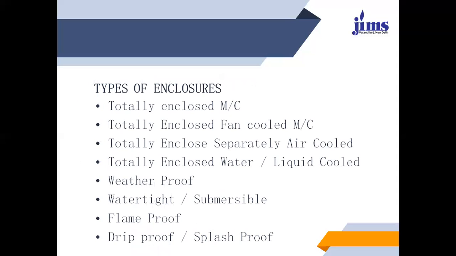Actually, these are the types of enclosure, that is, which type of enclosure we are using to enclose the machine. First, it can be a totally enclosed machine, a totally enclosed fan cooled machine, a totally enclosed separately air cooled machine, or a totally enclosed water or liquid cooled machine. It can be a weatherproof machine, a watertight machine, a submersible type machine, a flameproof machine, a drip proof machine, or a splash proof machine. So these are the different types of enclosures which we use to protect the machine from the environment.